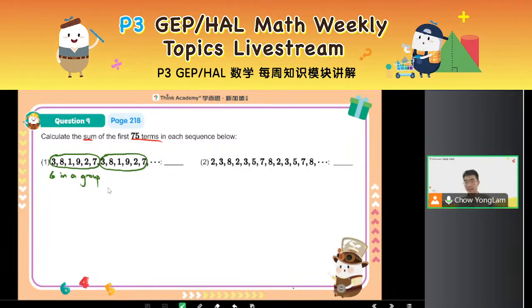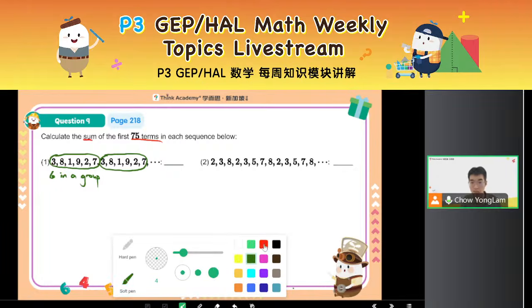Should I still list out the numbers, all 75 of them, and then add it one by one? No, we can add group by group. The moment you found a repeating pattern, add up group by group. So then, how many groups are there? Right, we want the first 75 terms.